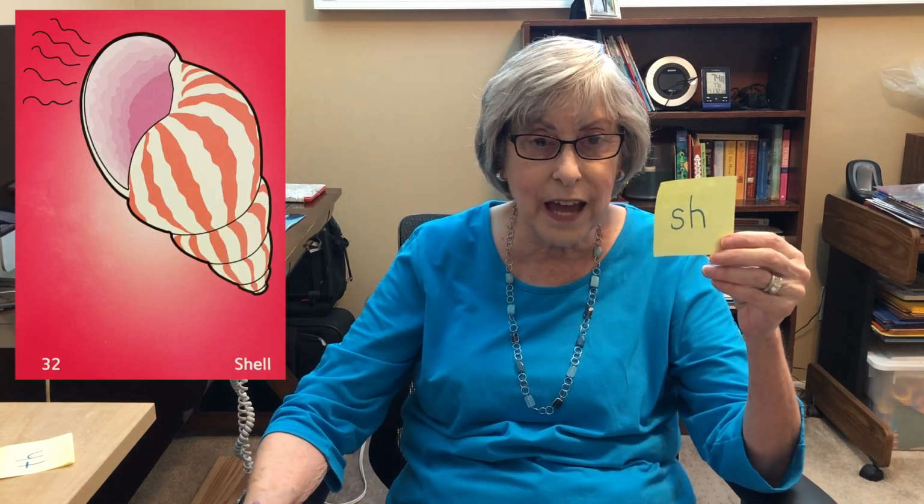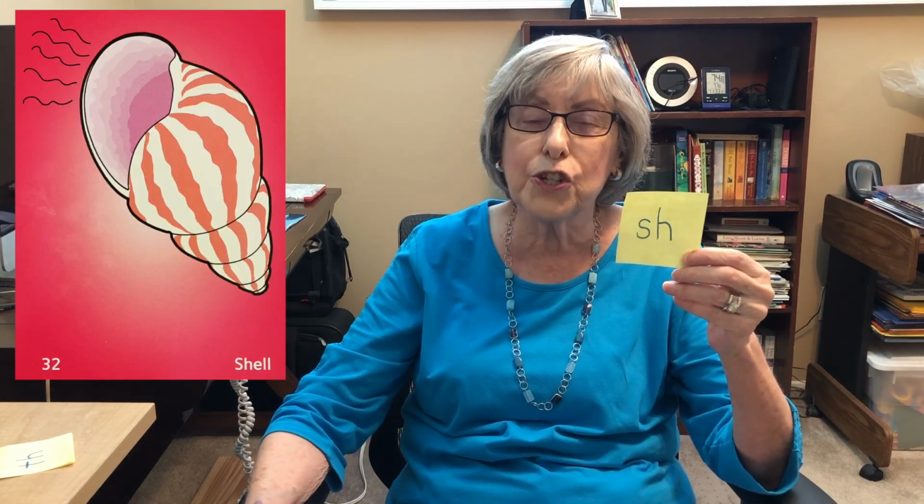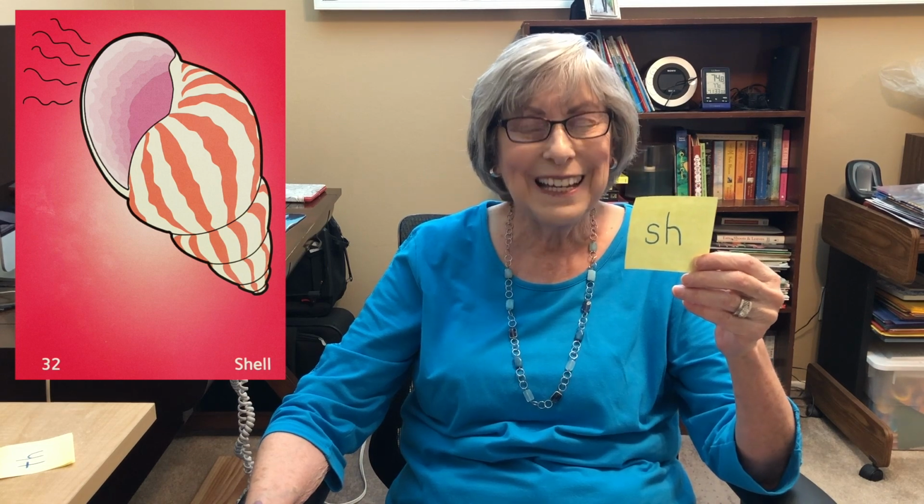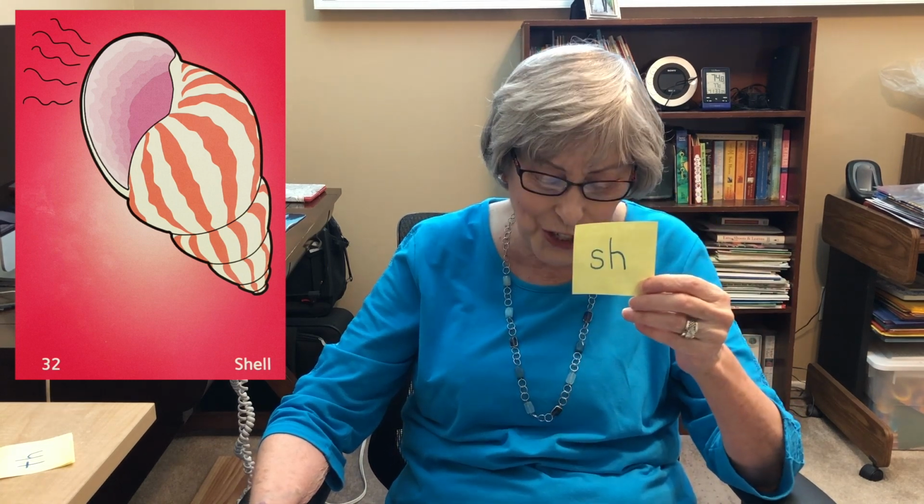A digraph is two letters right next to each other that do not make both of their sounds. Instead, they make a whole new sound. So SH does not go s, ha. It goes sh. It's our shell sound. Shell, shell, sh, sh, sh. Do that with me. Shell, shell, sh, sh, sh.